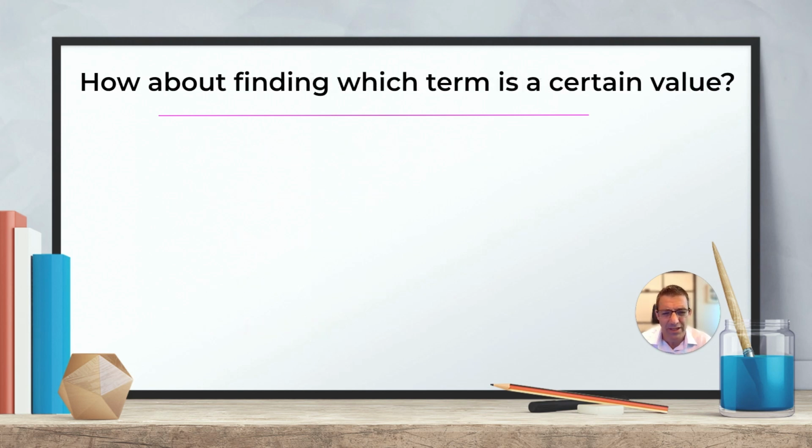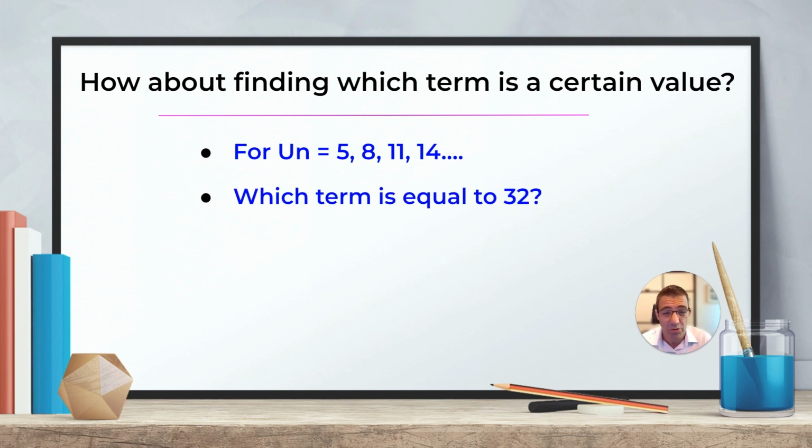So how about if a question's asking you to find which value of n, or which term has a certain value? So I'll be a little bit more specific. For the same sequence, 5, 8, 11, 14, which term is equal to 32? Well, what you do is you use mathematics to save yourself, and so you say that the 3n plus 2 sequence is equal to 32. So 32 is equal to 3 times a certain value of n that we don't know, plus 2.